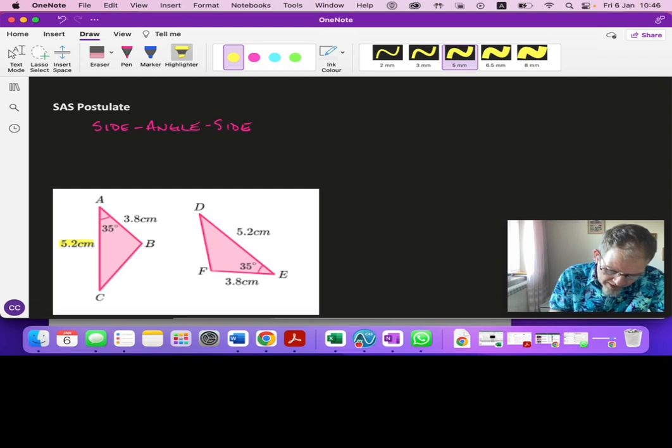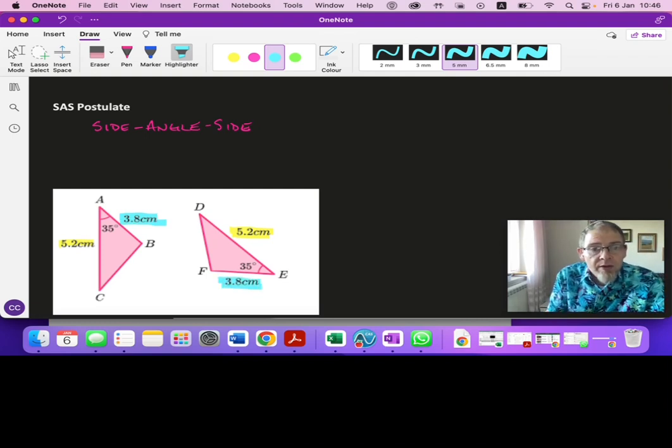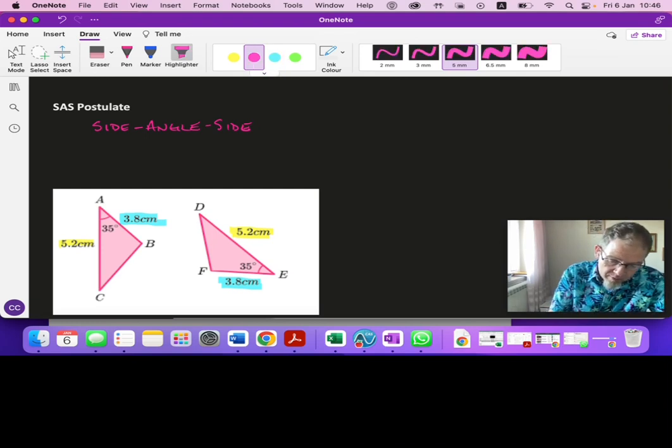So I've got a side that's 5.2. I have another side over here that's 5.2. Those two are congruent. I'm good. Next up, I have a side that is 3.8 and another side on the other triangle that is also 3.8. Again, I'm good. Last but not least, I need to check one more thing.